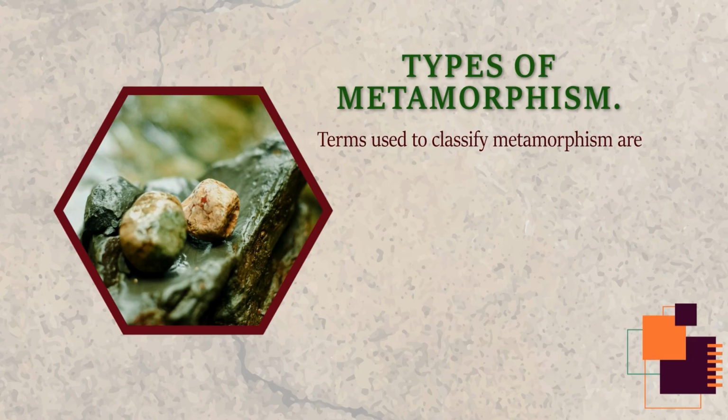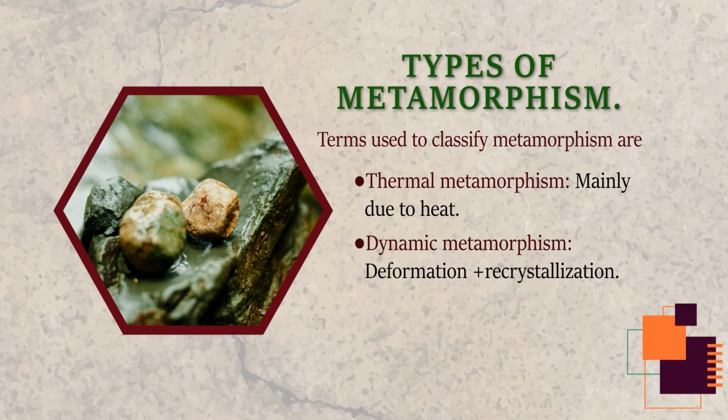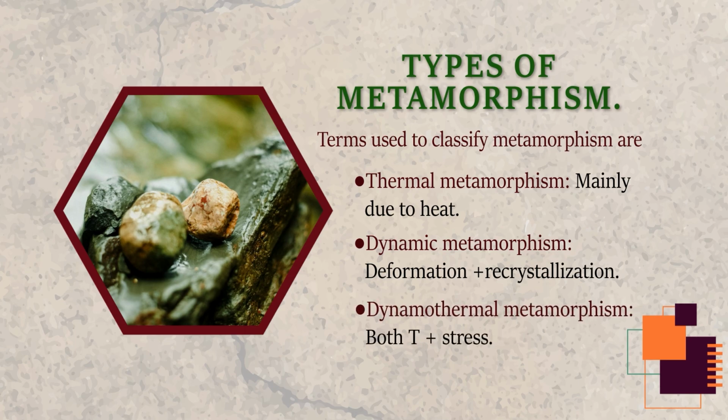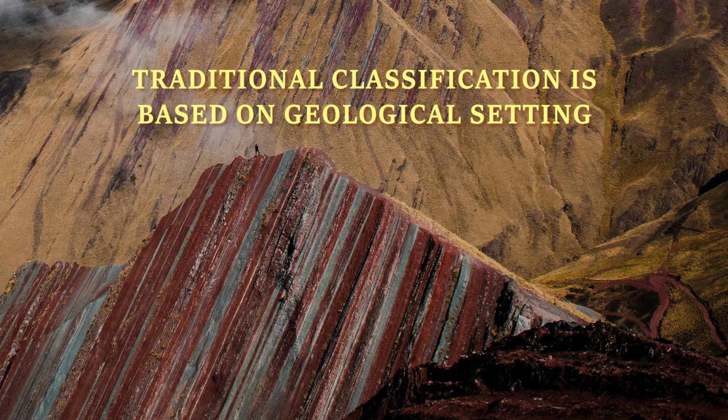The terms used to classify metamorphism are thermal metamorphism, where heat plays the dominant role, whereas dynamic metamorphism, where deformation and recrystallization take place. In the case of dynamothermal metamorphism, both temperature and stress play a very significant role. The traditional classification is based on geological setting, that is, regional metamorphism.